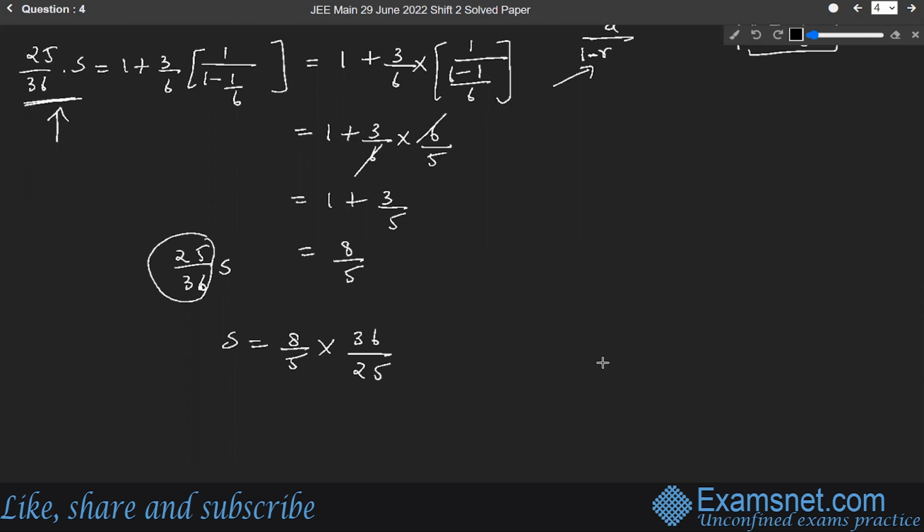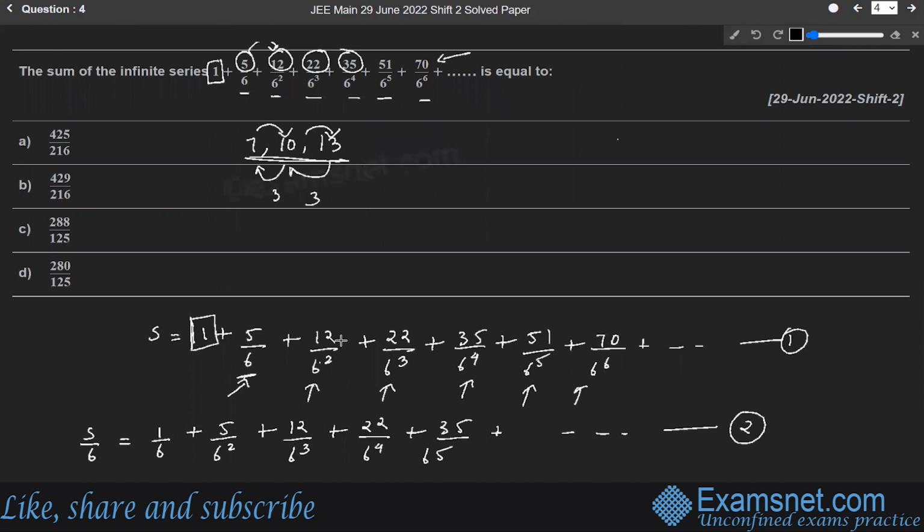All right. So 8 into 36 is 288. 5 into 25 is 125. So this is the desired value of S. Okay. S is the sum of the infinite series that is given in the question. So for this question, the correct answer is 288 upon 125, which is option C here. I hope the concepts related to these questions are clear to you.